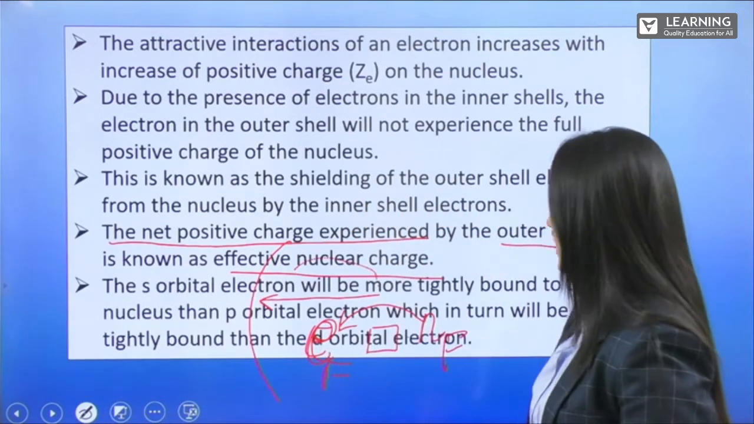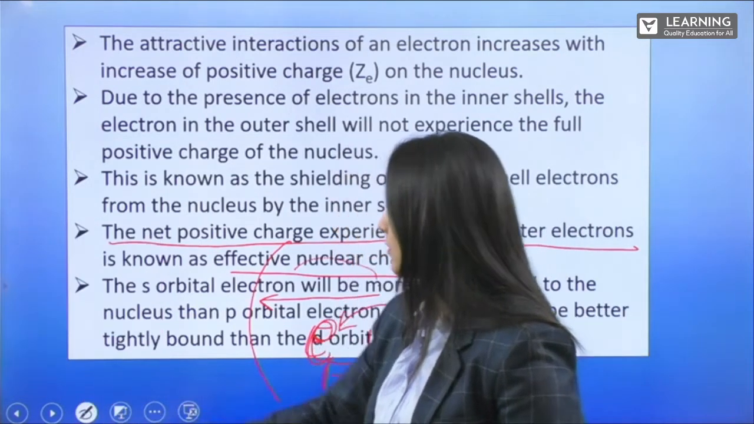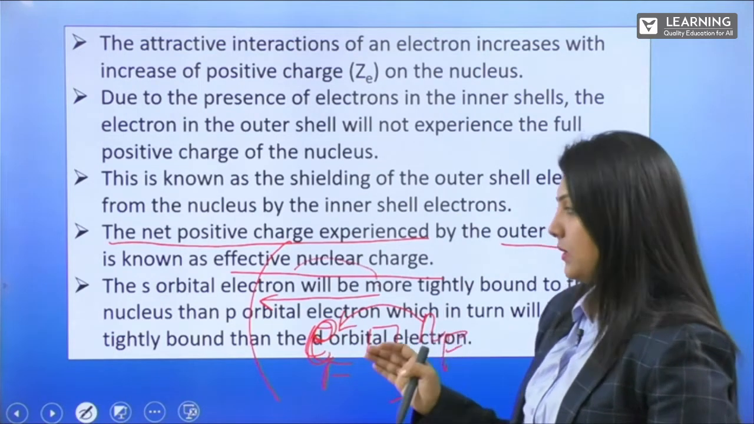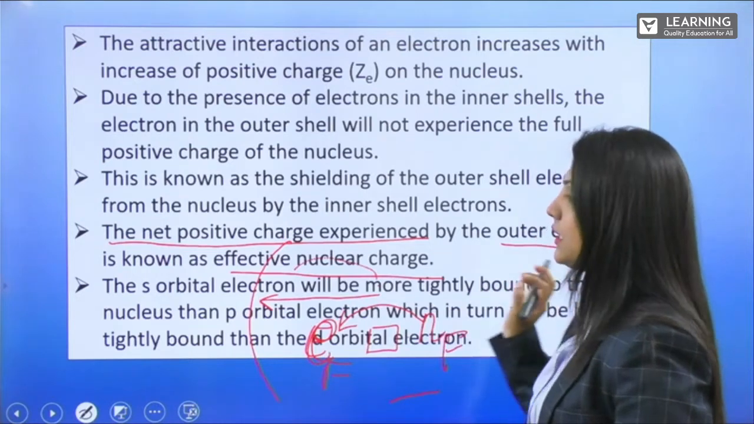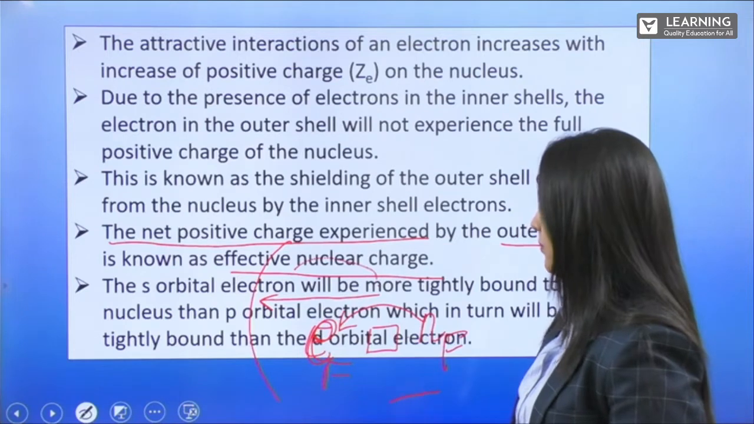The next one is that, as we know, the s orbital electron will be more tightly bound to the nucleus than the p orbital.